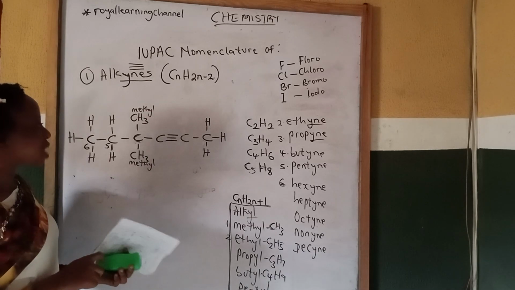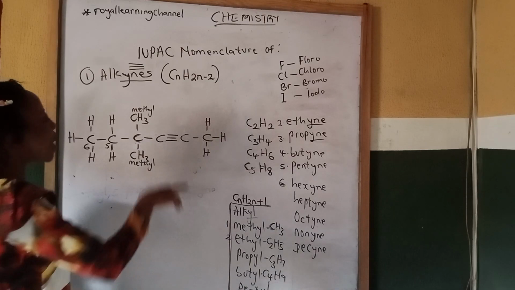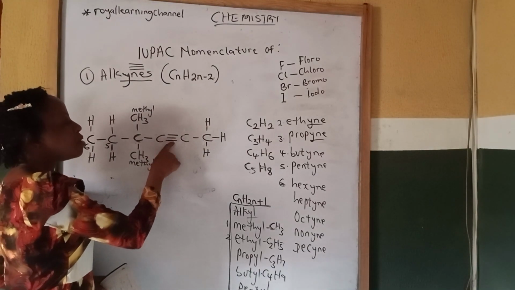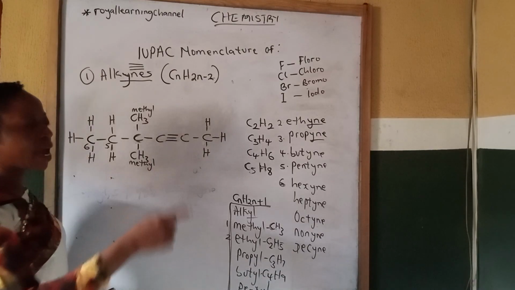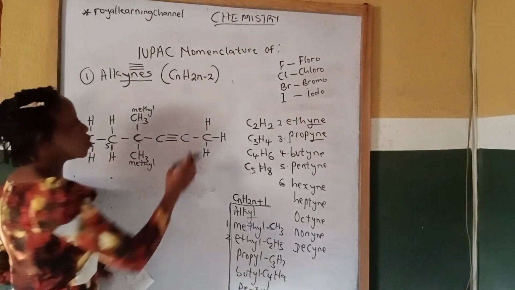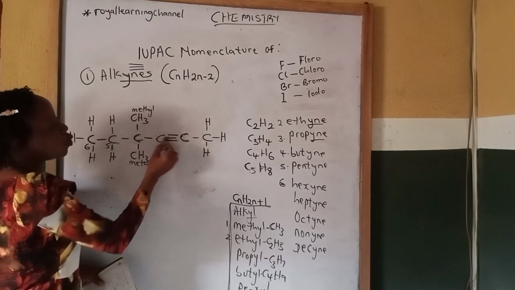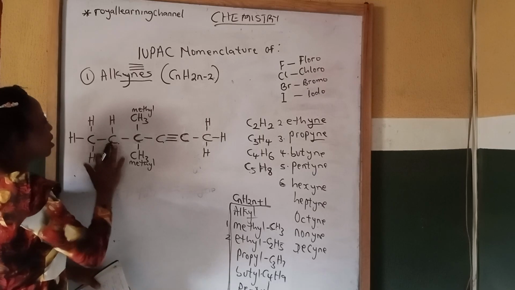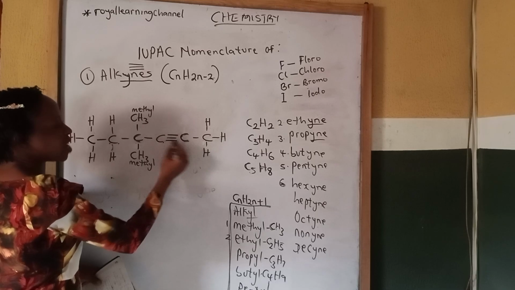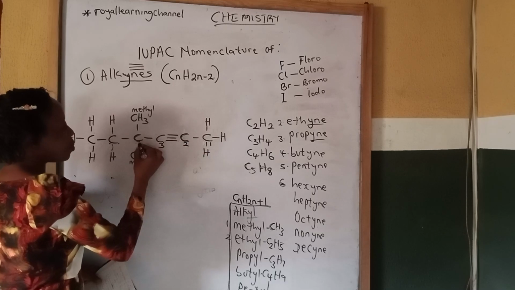Then what's the first step to take before we name? We number our longest continuous carbon chain. Then we have to consider the position of our functional group. So we name from the end where we have the least or the lowest to the terminal carbon atom. So if I number from the left hand side, 1, 2, 3, 4, my triple bond will be on the fourth carbon atom. Then if you number from the right hand side, 1, 2, my triple bond is what? Is on the second carbon atom. So you number from the side which will give you the lowest to the terminal carbon atom.